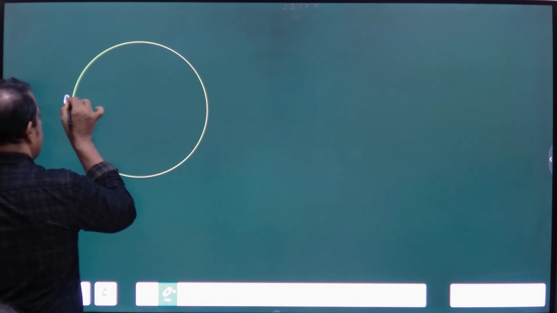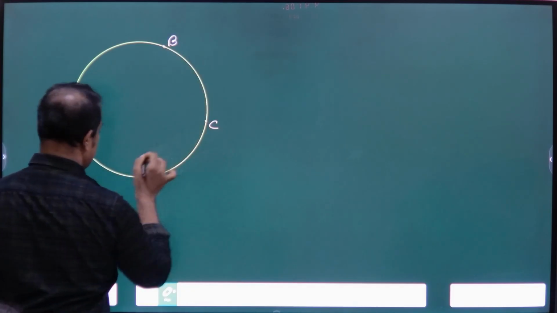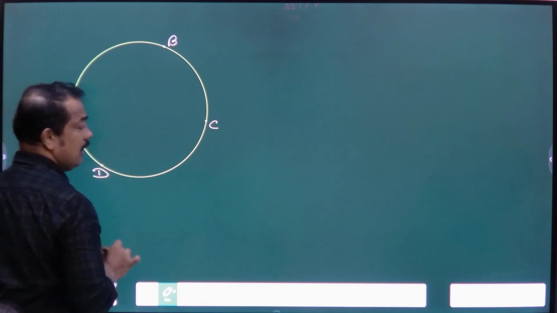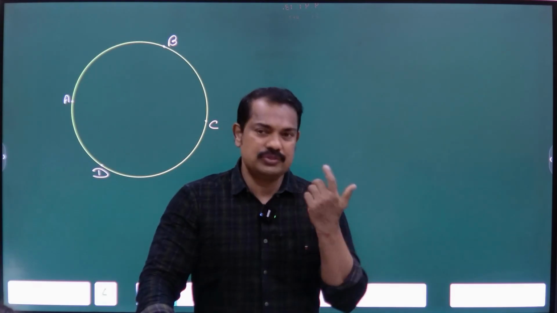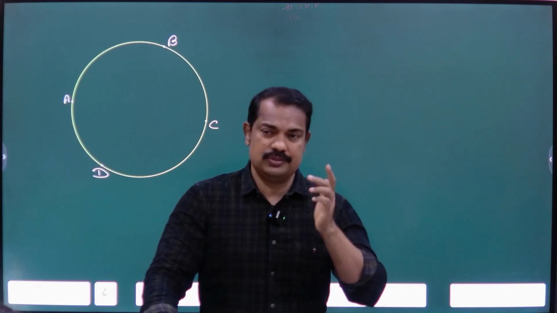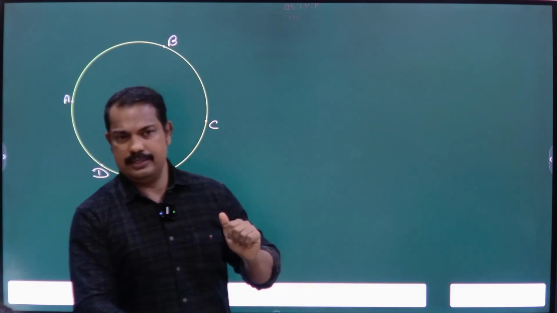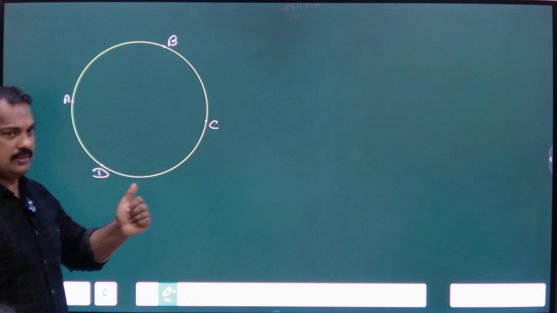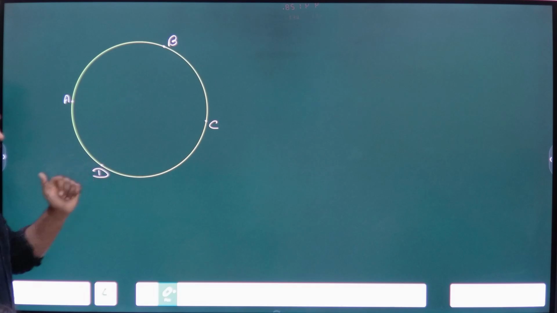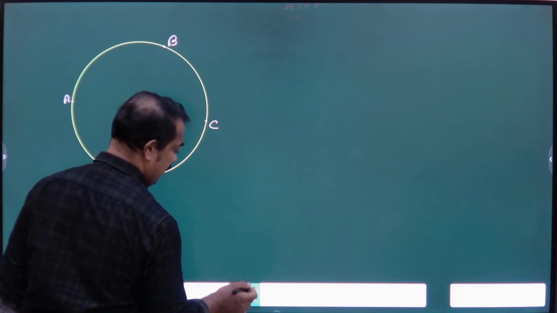A, B, C and D are the 4 points on the circle. Not outside, not inside, on the circle. What are the 4 points here on the circle? A, B, C, D are the points on the circle.